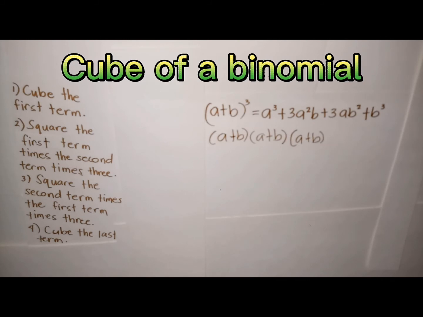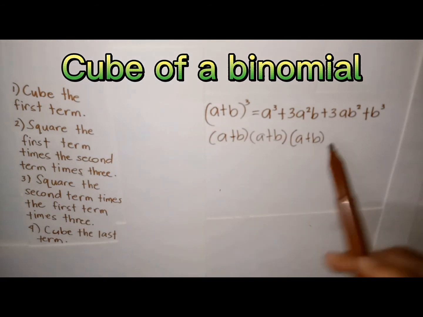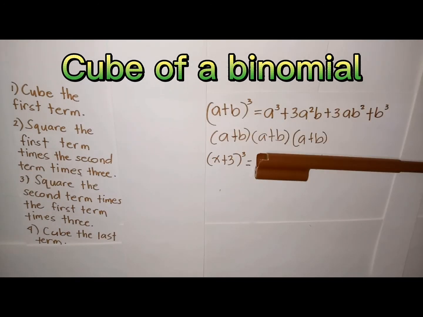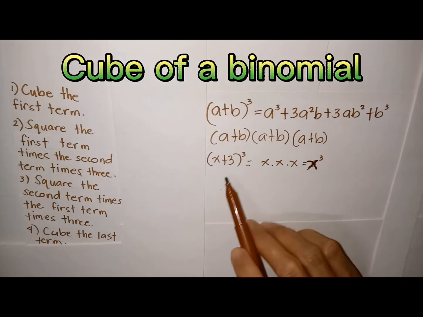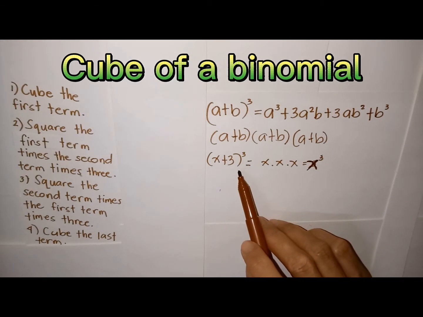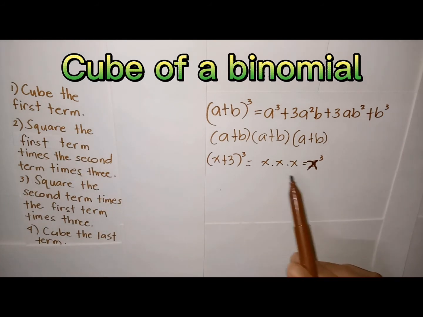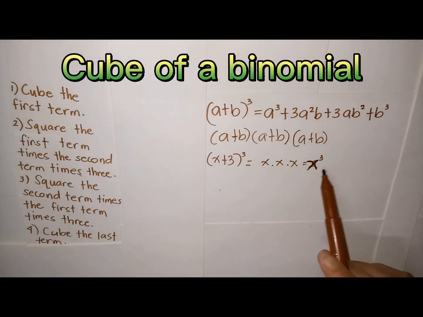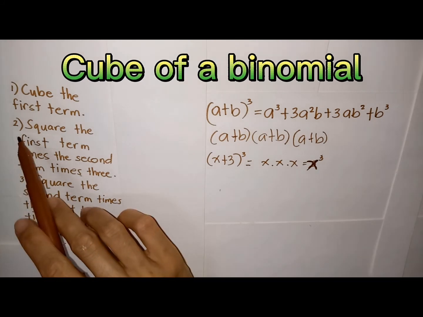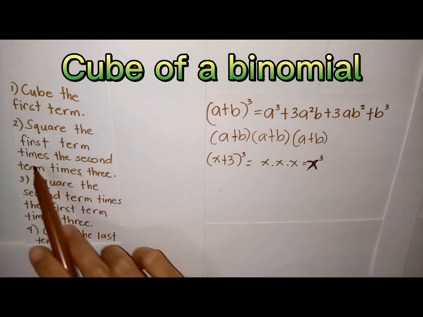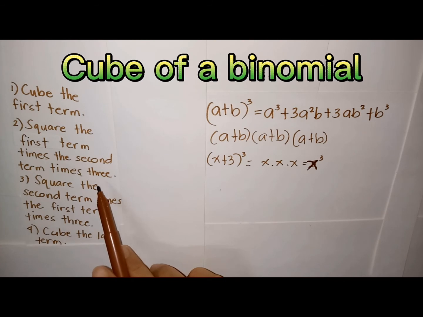Of course, we can do the distributive property, but we have here the shortcut to get this answer. Let's have a concrete example on how to solve the cube of a binomial. So first example, we have x plus 3 cubed. We have the first step, cube the first term, so that is x times x times x is equal to x cubed.